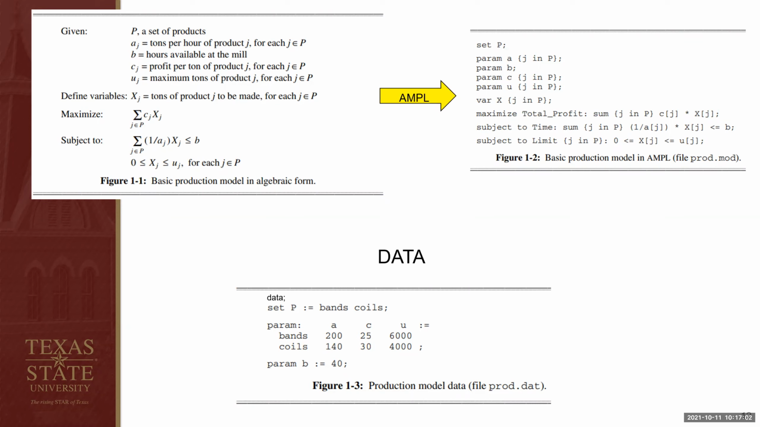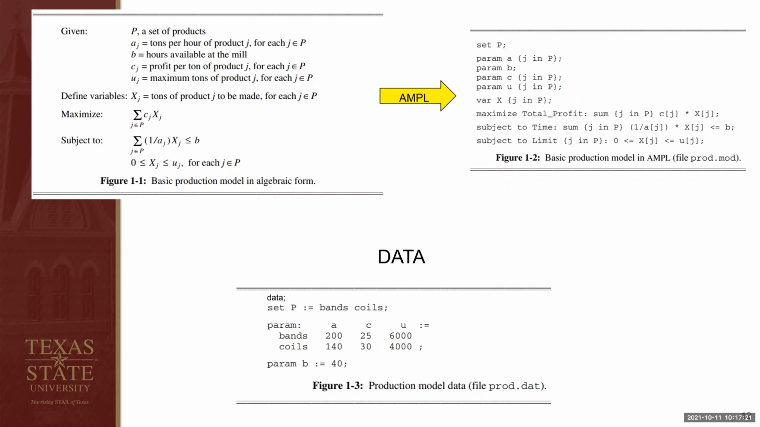The parameters are also dependent on the set of products. So P again is a set. We don't know how big the set is. We're going to define that in the data file. But P is the set of products. And then parameter B is the hours available in the mill. So that's part of the right-hand side of one of the constraints.